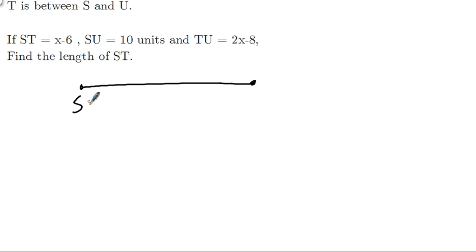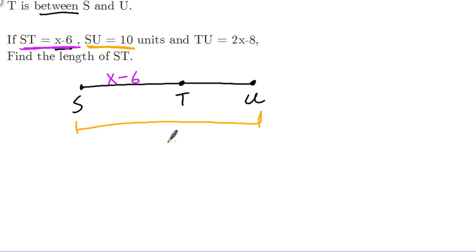You got S, you got U, and T is somewhere between them, right? Remember, between already means in the same line. So collinear, that's between them. All right, ST is some unknown number minus 6. So x minus 6. ST, we're going to call x minus 6. And SU, which again is the whole thing, right? SU is the whole thing, and that's 10.